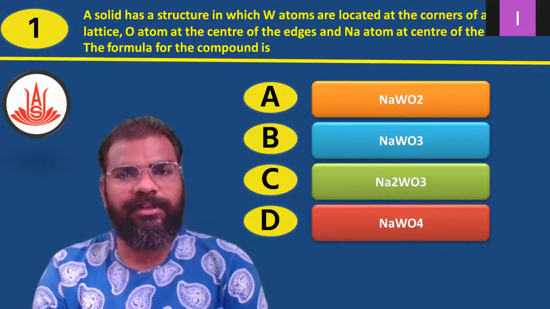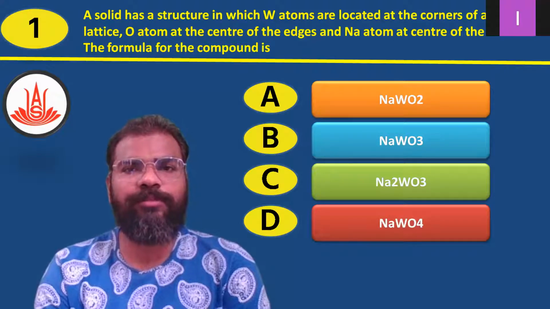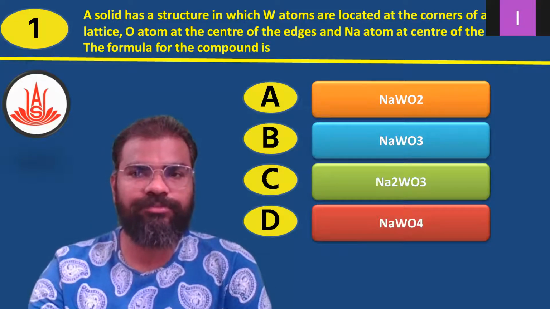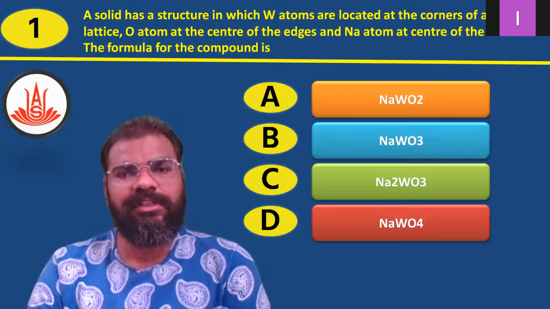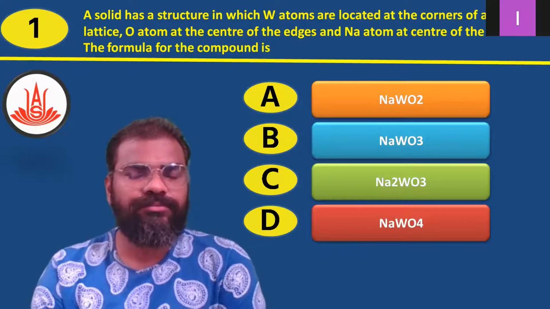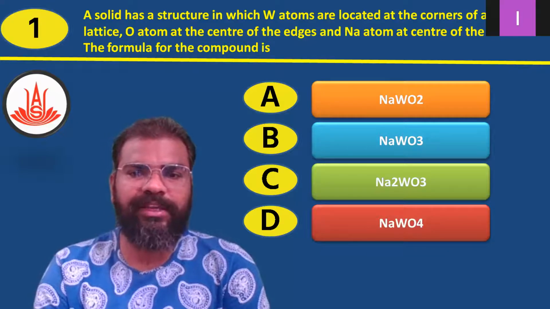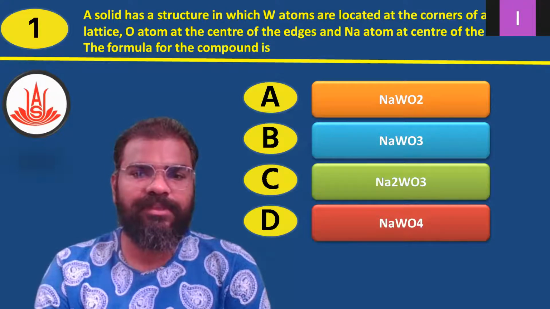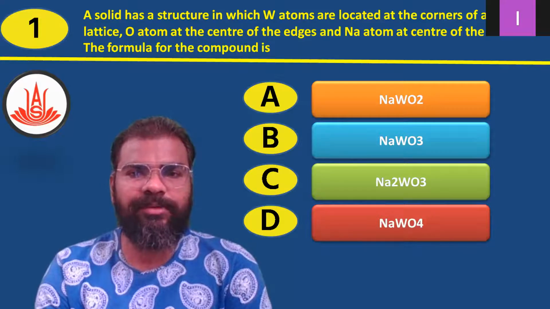When we were in the board section, at that time I explained this topic of formula of a compound with an example illustration from the textbook. I told you that this topic is very much important. The four options they have given are NaWO2, then NaWO3, then Na2WO3, and NaWO4.